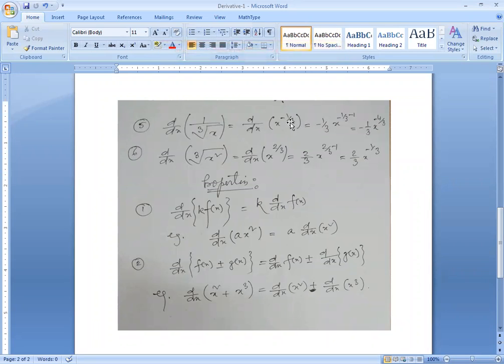Now it is formula number 2. It is of the form x to the power n. n means minus 1 by 3. So according to formula number 2, you can write the result directly: minus 1 by 3 into x to the power minus 1 by 3 minus 1. And so we got minus 1 by 3 into x to the power minus 4 by 3.